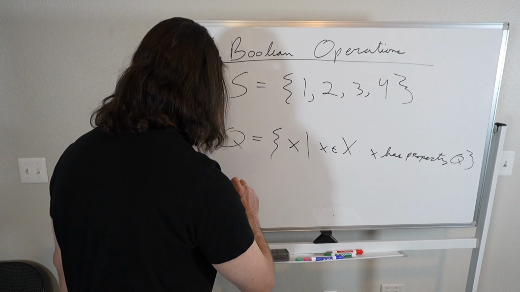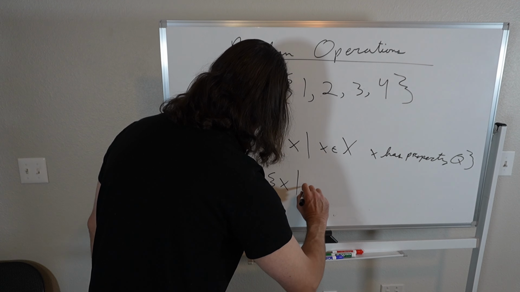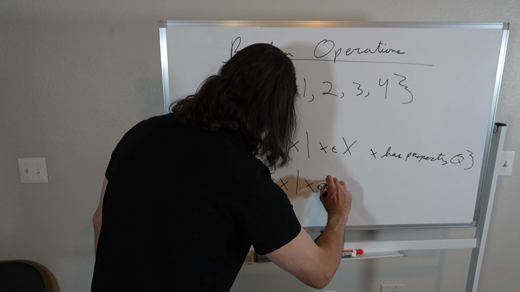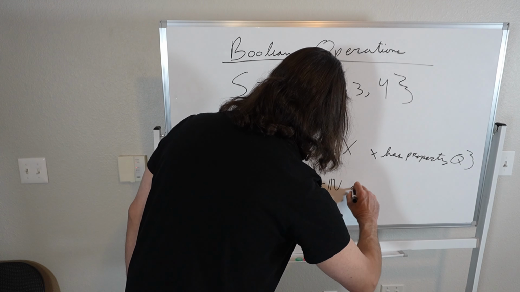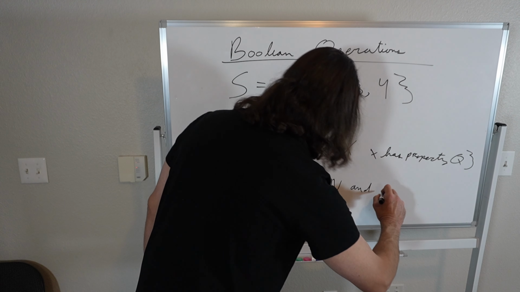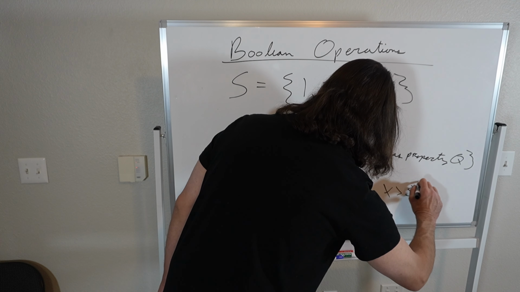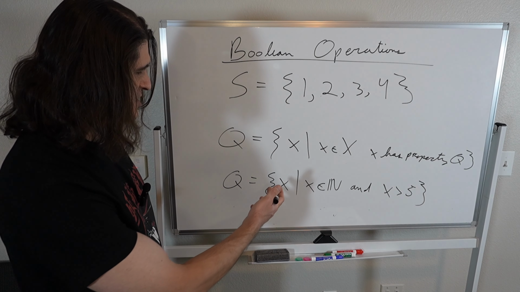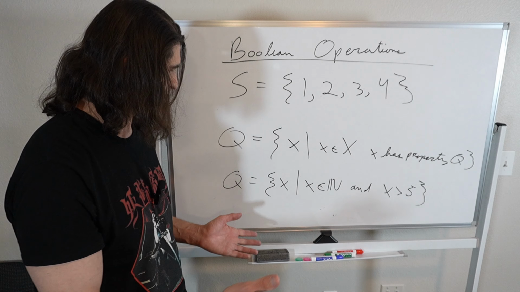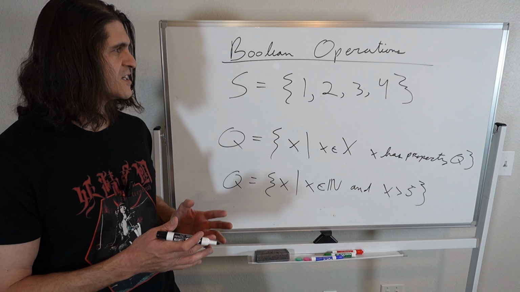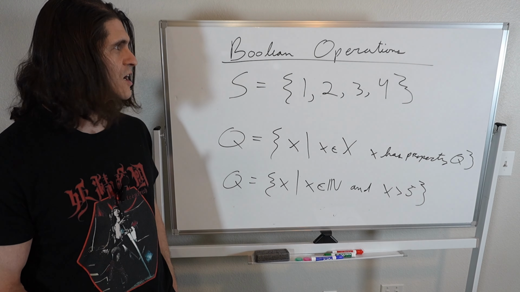So for example, let's say that Q is x such that x belongs to the natural numbers, but it has a property. In this case, let's say x is greater than 5. So this is just a list of the natural numbers greater than 5, so starting from 6. All right, so that's a quick recap of sets. Let's go ahead and get into Boolean operations.